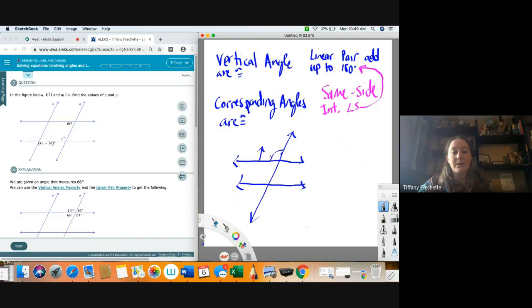It's on top of the parallel line and it's to the right of the transversal. So I want to be able to do the exact same thing to find the corresponding angle. So I want to go to the other parallel line. I'm going to come down here and I'm going to go above the parallel line and to the right of the transversal. So that is this angle right here.